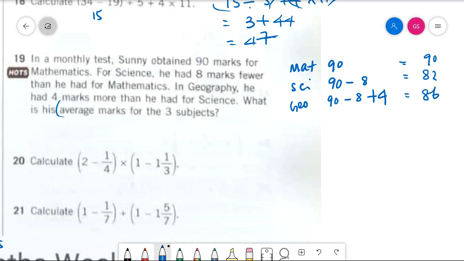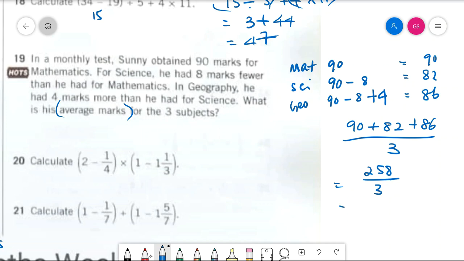Now I'm asking you, final answer is average mark for the three subjects. Average, how do you do? You take 90 plus 82 plus 86 divided by how many you have. So three subjects. Okay, divided by three subjects. And then you'll get how much the answer. 90 plus 82 plus 86 will give you answer of 258. Okay, 258 divided by 3 again, you'll get the answer 86. That means on average, each subject is 86 marks.